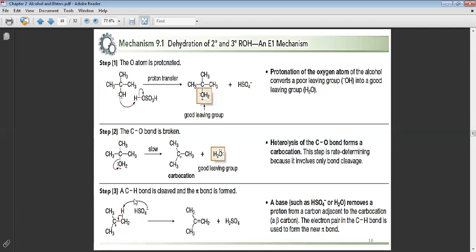Okay? It will remove one proton. Remove this proton. Okay, remove this proton. And the electrons make a new pi bond here.